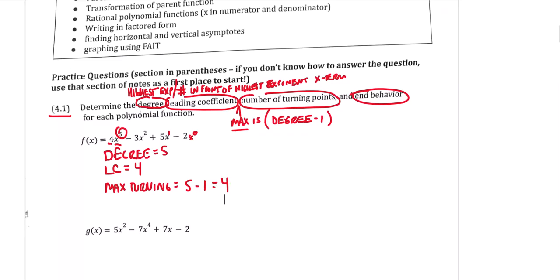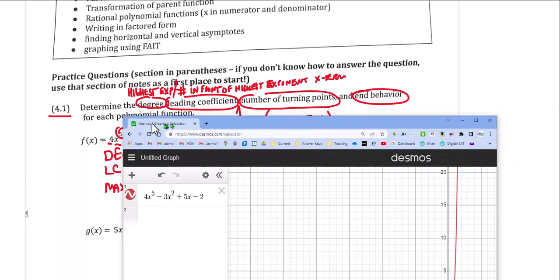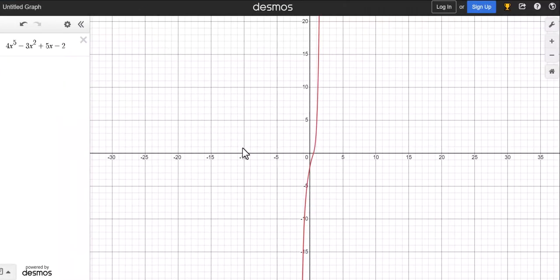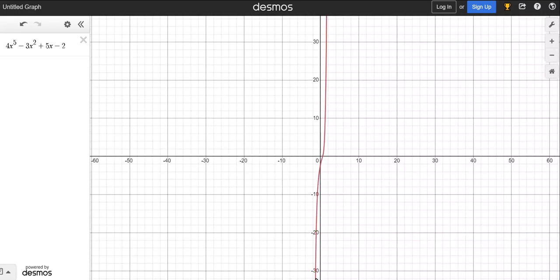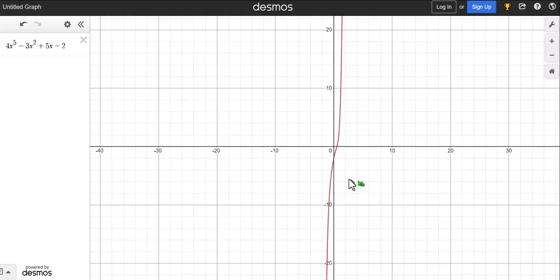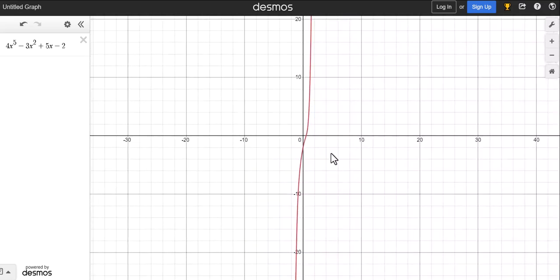In terms of finding the actual number of turning points, I have graphed this function in Desmos, and you can see this function is always increasing. It's increasing in this area here, slows down a little bit, and then increases again, but there are no turning points in this function. I can zoom out a little bit more and see that this function is basically just coming up from negative infinity and keeps going all the way to positive infinity without turning at all.